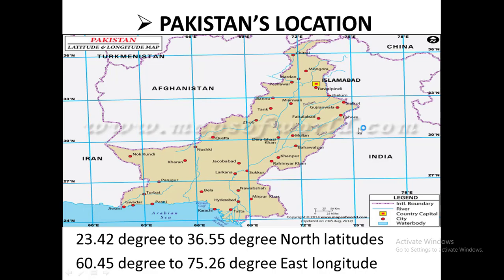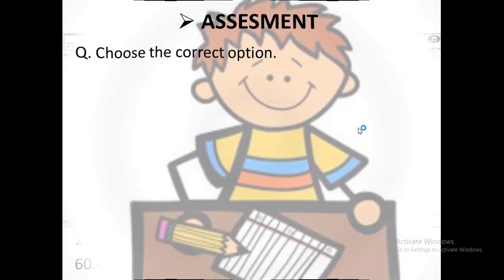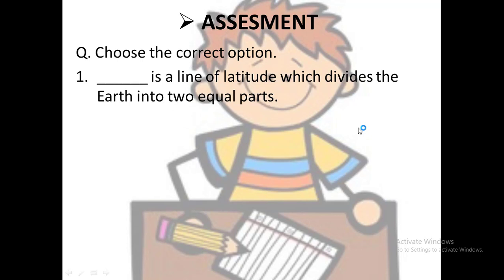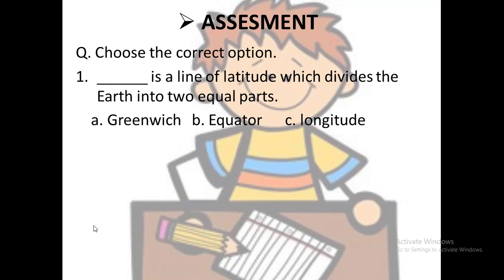I have prepared an assignment for you. Choose the correct option. Number 1. Dash is a line of latitude which divides the earth into two equal parts. Now class, you have three options: Greenwich, equator, longitude, and the correct answer is equator.